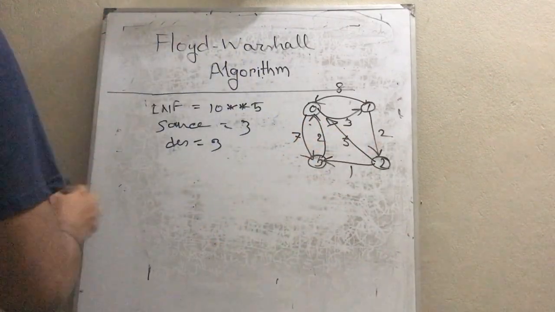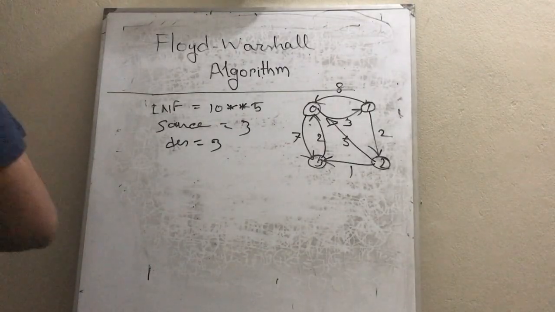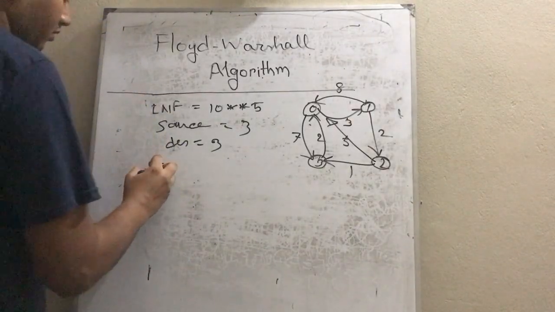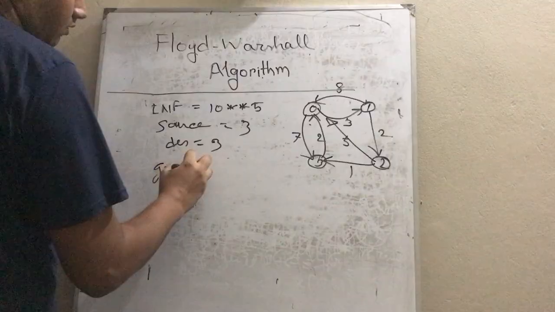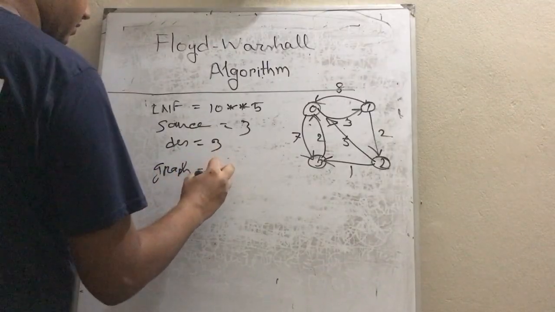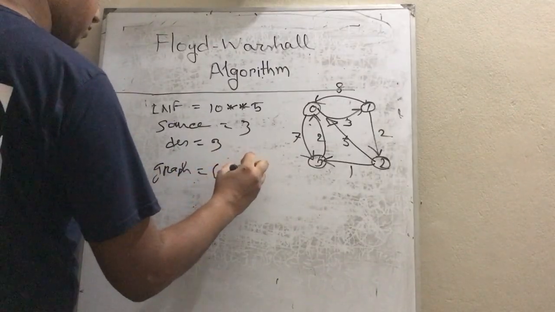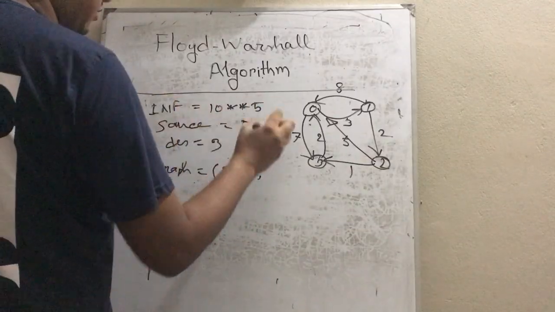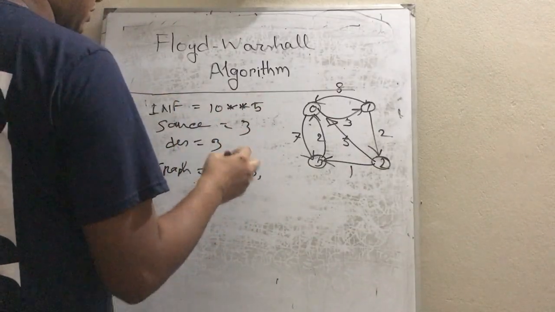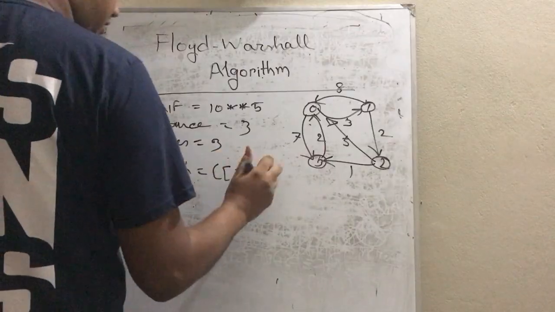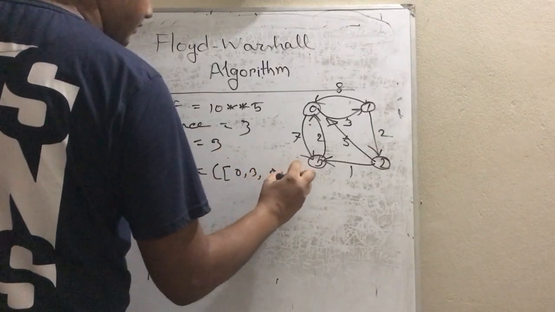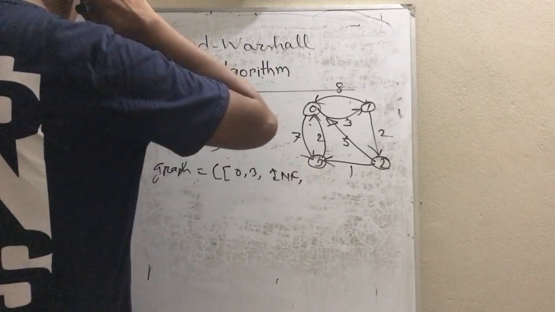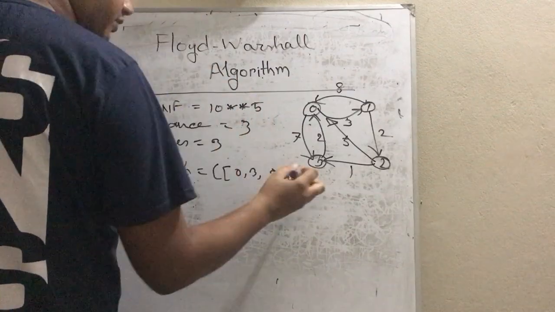This is the given graph. We first take the graph given in adjacency matrix structure. Infinite equals 10 to the power 5. It is just taken as a large value. I think it's large enough, so take it as infinity.